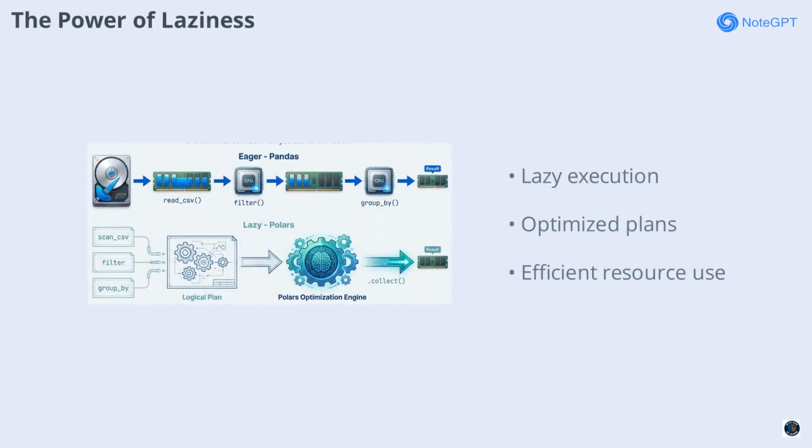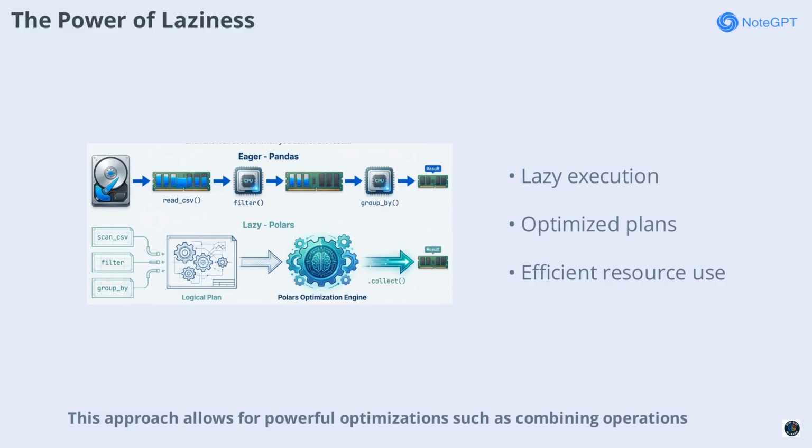A key advantage of Polars is its lazy execution model. Instead of running each line of code immediately, Polars builds an optimized execution plan. Only when you call collect does the engine execute the entire plan in one go. This approach allows for powerful optimizations such as combining operations, reducing memory usage, and maximizing parallelism. It's a fundamental shift from the eager execution model of Pandas.